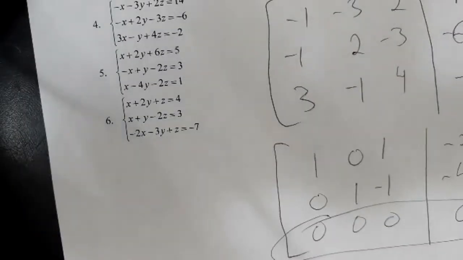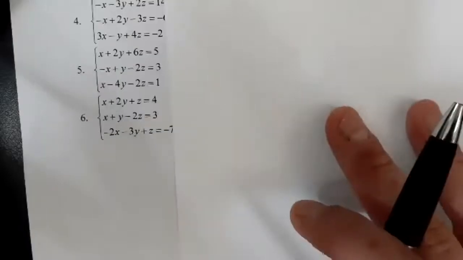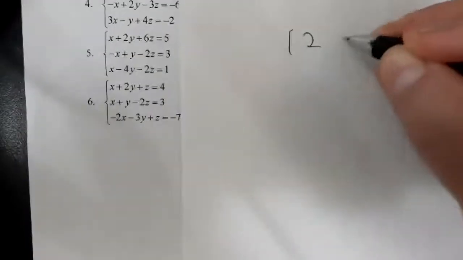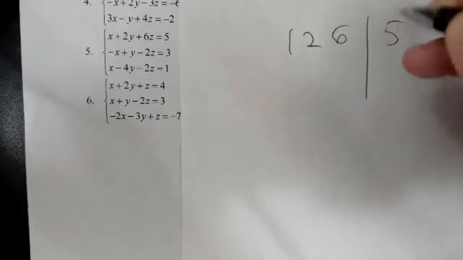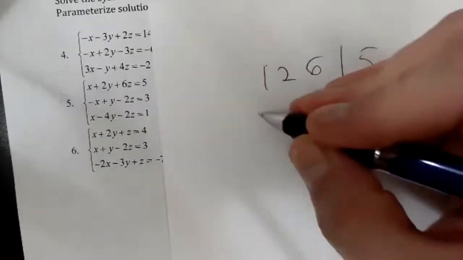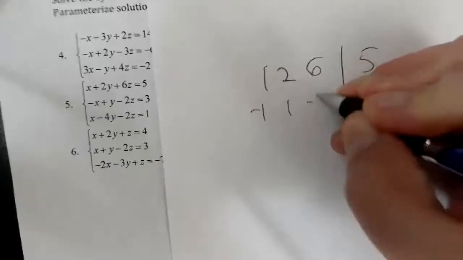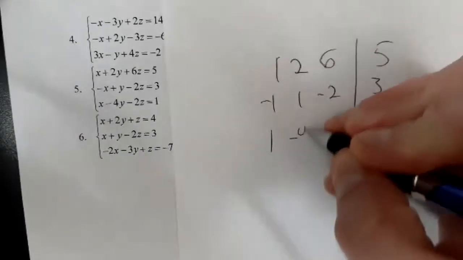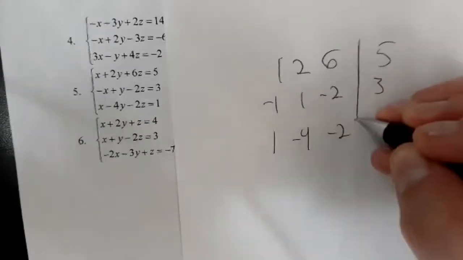And we look up the next one, 5. So number 5, I want to write a matrix for this thing. I write a matrix 1, 2, 6, 5. And I have what, minus 1, 1, minus 2, 3, 1, minus 4, minus 2, 1.